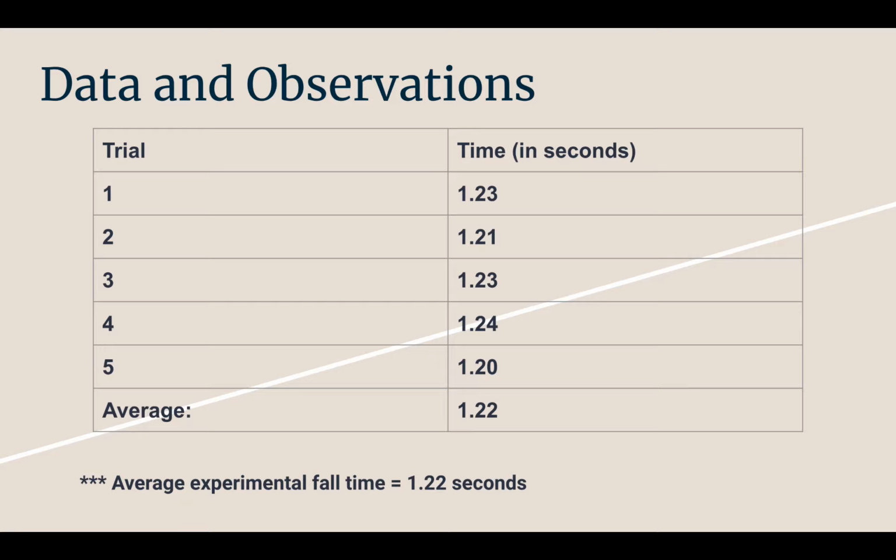This table shows the time in seconds that it took for the magnet to fall through the vertical aluminum foil tube in each of the 5 trials. The left column represents the trial number, while the right column represents the falling time in seconds. At the end, I calculated the average of these times and came up with an average experimental fall time of 1.22 seconds.